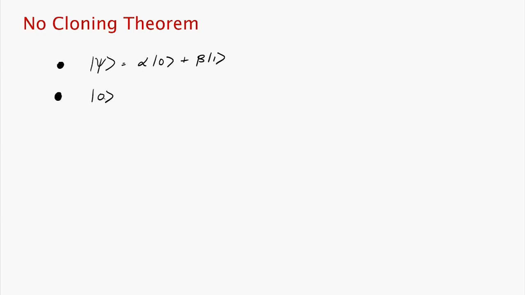And what you want to do is you want to operate on these two qubits, and you want to do something to them, and you want to get both qubits in the state psi. So you want to take this second qubit and you want to convert it so that it's in the state psi. How do you do this?